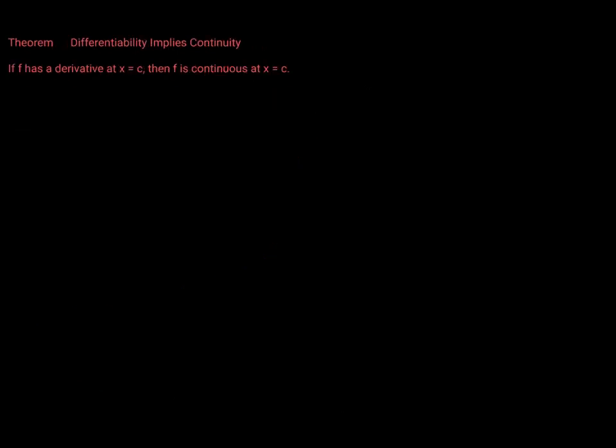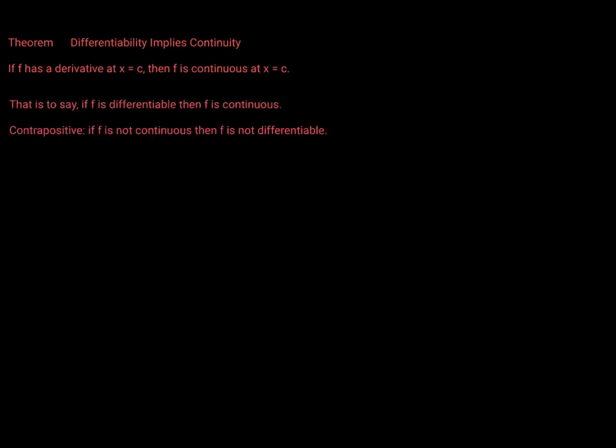We conclude our lesson with this so important statement, this theorem, that differentiability implies continuity. If f has a derivative at x equal to c, then f is continuous at x equal to c. So if f is differentiable, then f is continuous. The contrapositive is also true. So what this theorem is saying is that if f is differentiable, then f is continuous.